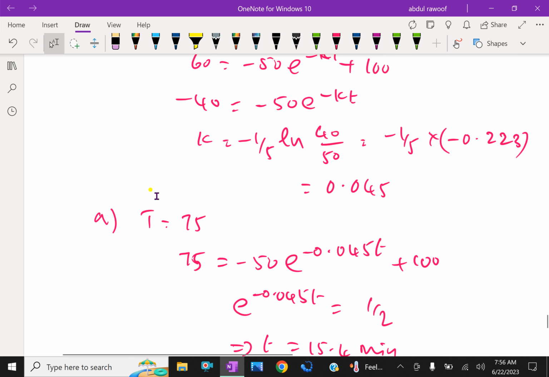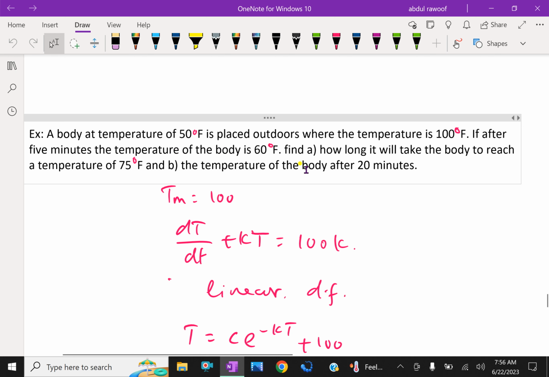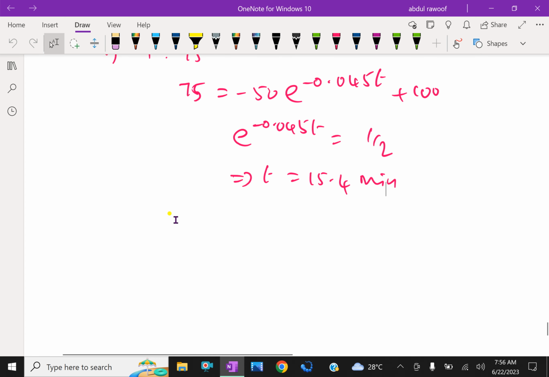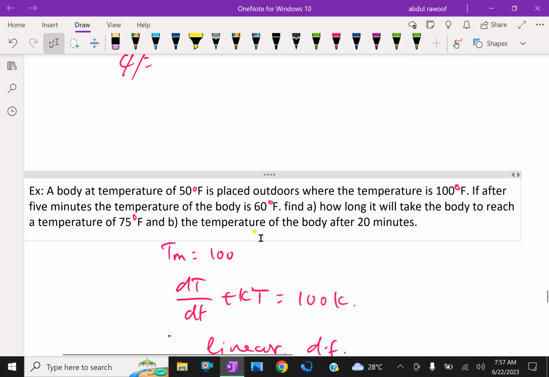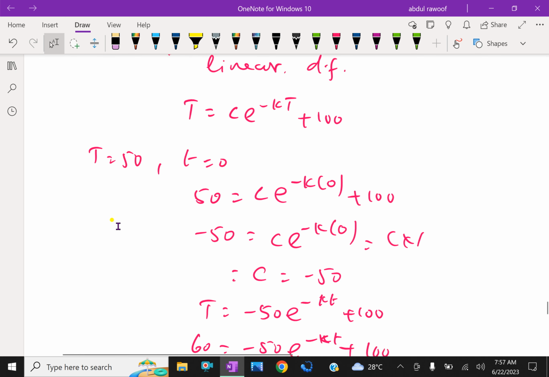From this T, we got 15.4 minutes. Then second part of the question, look at here, we need the temperature of the body after 20 minutes. Temperature of the body after 20 minutes. Here the given thing is t equal to 20, we have to find T, not here, this.